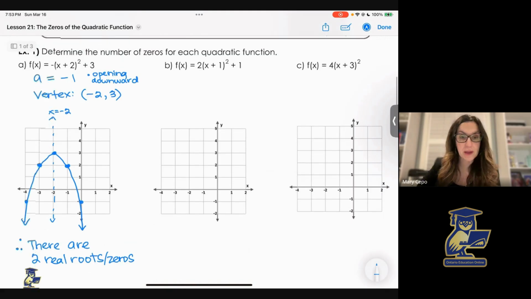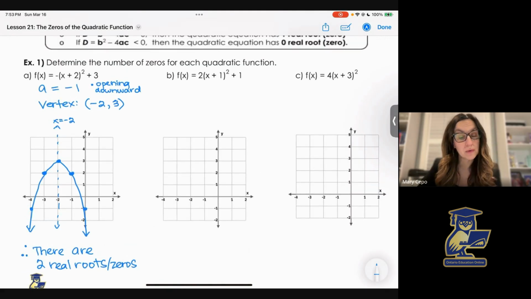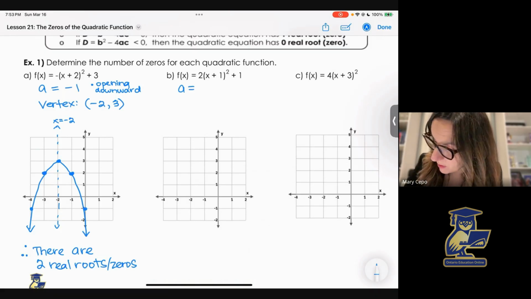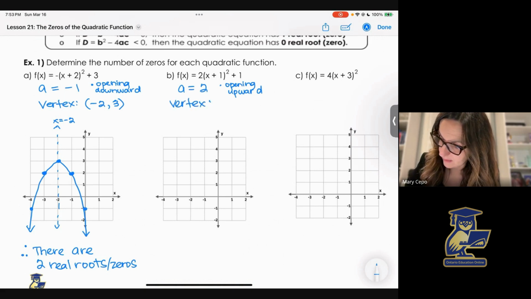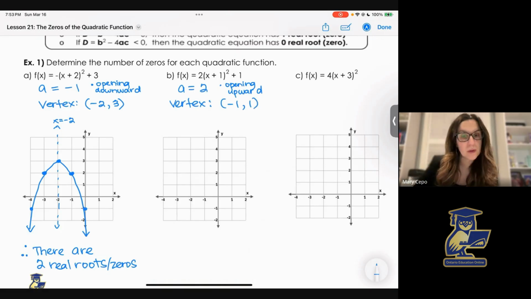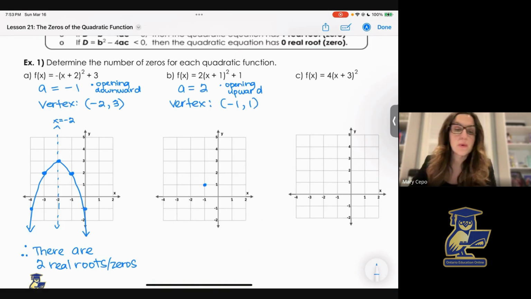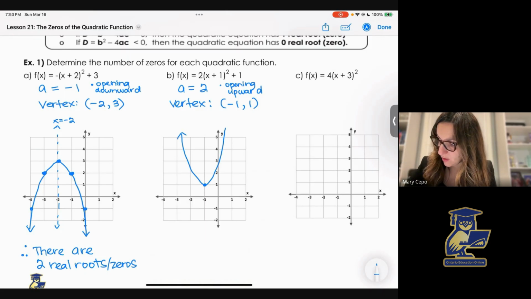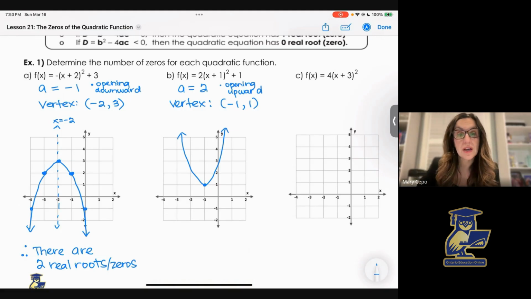Looking at the second example, again, A and the vertex tells us a lot about what this function will look like and whether we would have 1 zero, 2 zeros, or no zeros. So the A value here is +2. That means it's opening upward. And we also have that the vertex in this case is -1 and +1. So if we look at -1 and +1, again, we just need a little sketch, but we know it's opening upward, so we don't even have to have an accurate graph to say we know that this particular function has no zeros, 0 real roots.